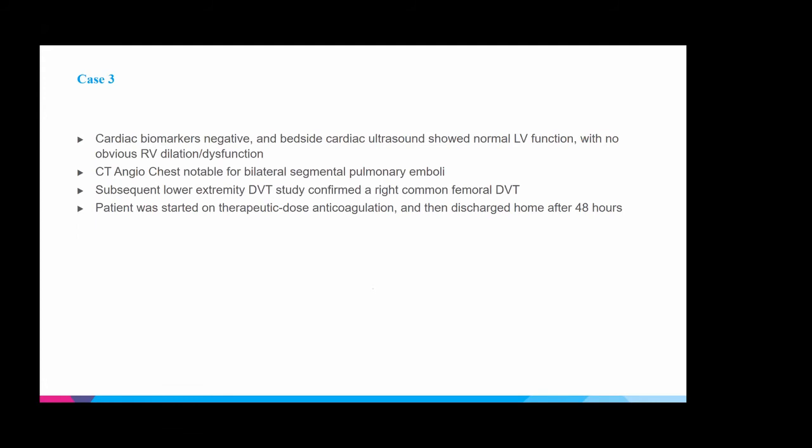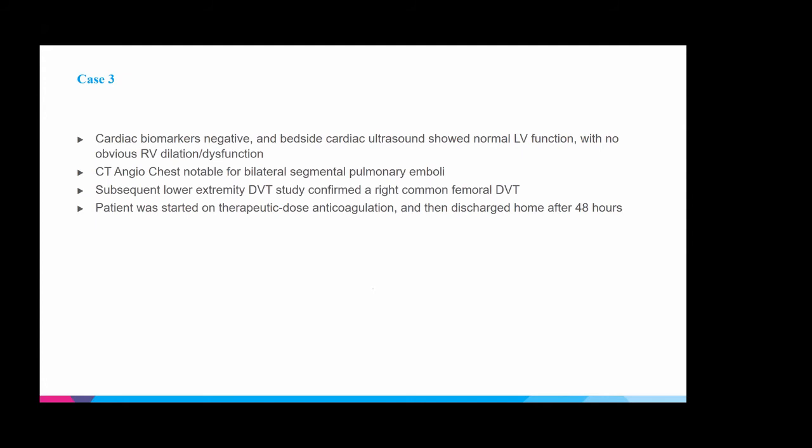So the patient ended up having negative cardiac biomarkers. We did do a bedside cardiac ultrasound, which I'm not going to show because we're probably going to do it at a future date, right? But essentially it showed normal LV function. There was no obvious RV dilation or dysfunction. That being said, she did have a CT angio chest, which showed bilateral segmental pulmonary emboli. And she subsequently had a lower extremity DVT study, which showed a right common femoral DVT.